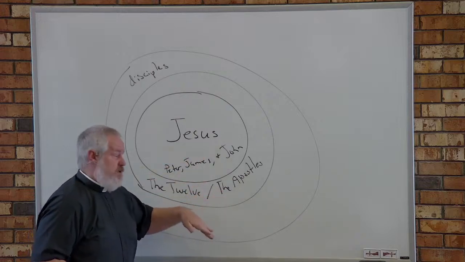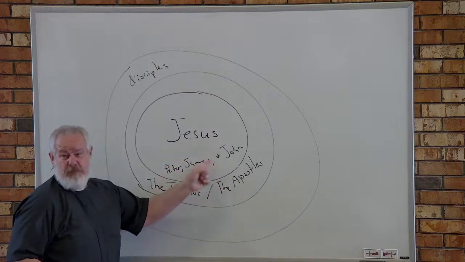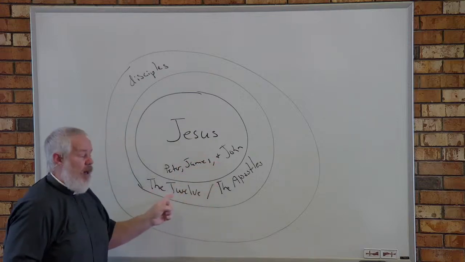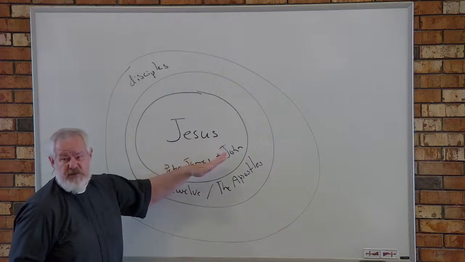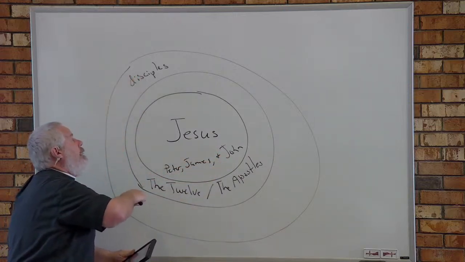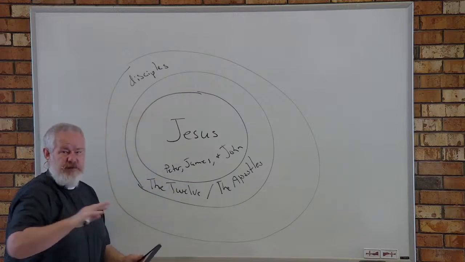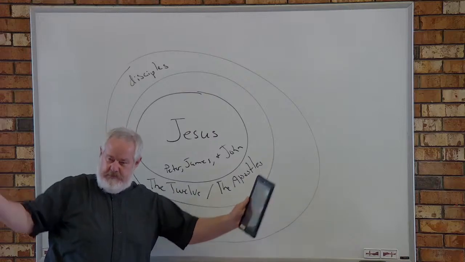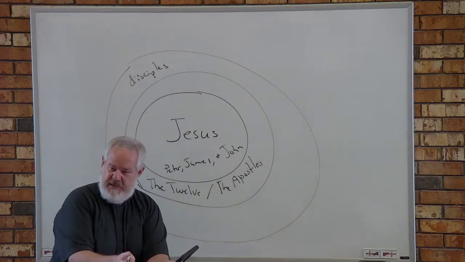So obviously, clearly, from the testimony of Scripture, Peter, James, and John were followers of Jesus, right? So they're disciples of Jesus. And the 12, or the apostles, they're disciples of Jesus. But when the New Testament in the gospel accounts talks about disciples, it's those that are following Jesus, but not real close, if that makes sense.